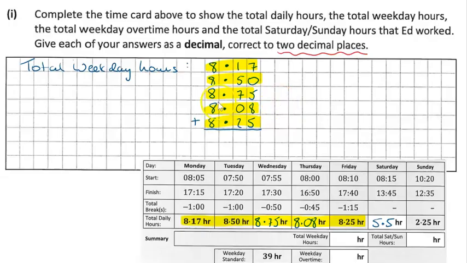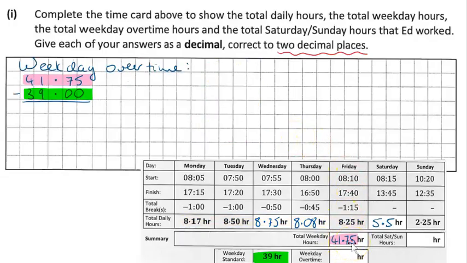So then we're going to add up the total weekday hours. I've highlighted here in yellow the total weekday hours to figure out what goes in this box here. And we get 41.75 hours. Now, you don't need to worry about your hours and your minutes here because this is all just hours. So you can literally stick all the numbers highlighted in yellow straight into your calculator. You don't need to do any conversions because we're in hours here. So 41.75 hours goes in that box.